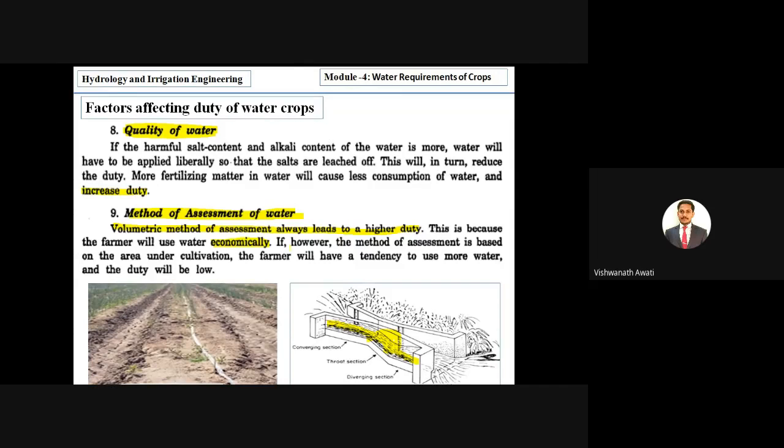If, however, the method of assessment is based on the area under cultivation, the farmer will have a tendency to use more water. So that is why the volumetric method of assessment always gives higher duty.